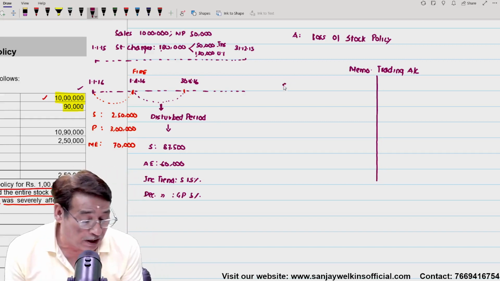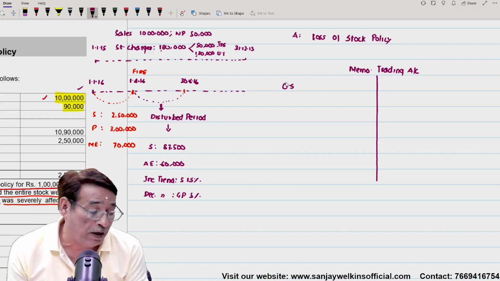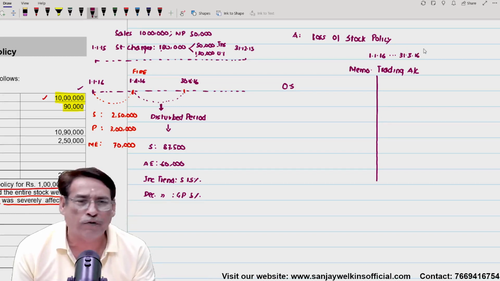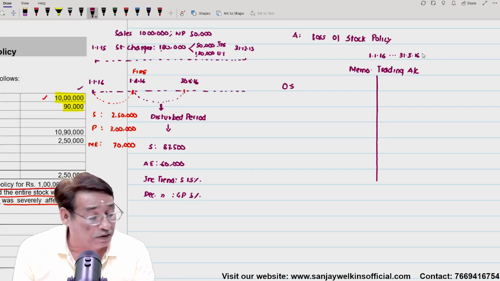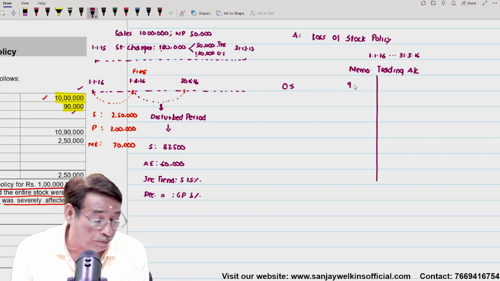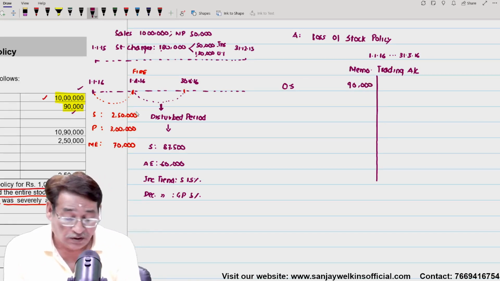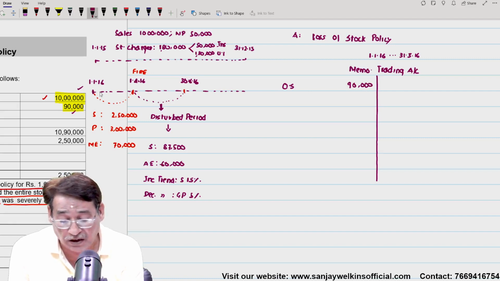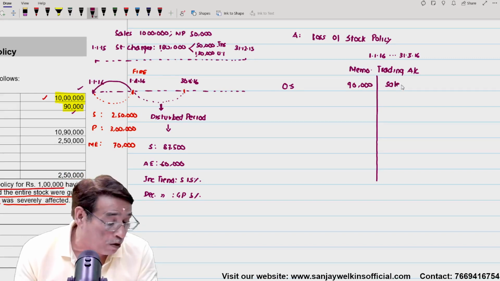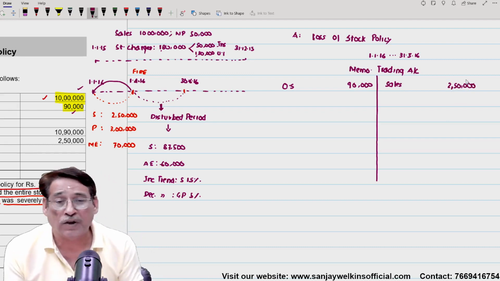In order to prepare the memorandum trading account, first of all I am going to write the opening stock. The memorandum trading account is prepared for the period 1/1/2016, the beginning of the current year, till the date of fire, which is 31st of March 2016 or 1/4/2016, whatever you like to write. Opening stock is last year's closing stock, 90,000. Then we have already seen that sales in this period is equal to 2,50,000. So I will write the amount of sales, 2,50,000.